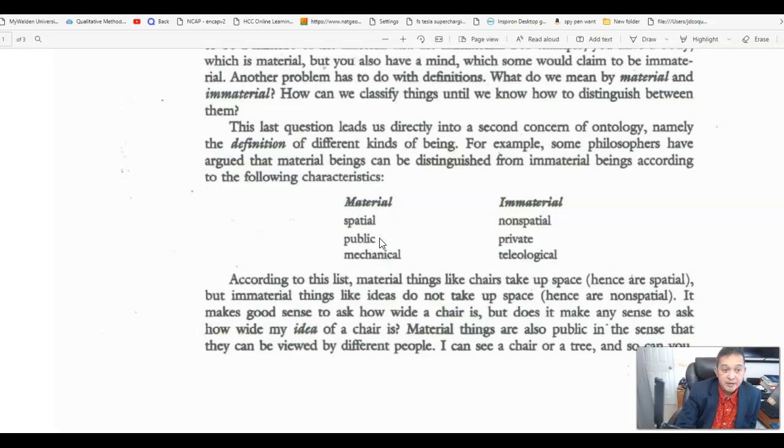Like my house, there is an address. My car is in the driveway. So you can tell that it's material because it can be located. It's public. People can view it from a distance. Mechanical, it is governed by laws of physics, okay? Now, it is pulled towards the ground. So all material things are pulled towards the ground.